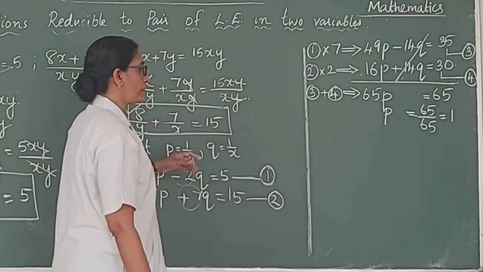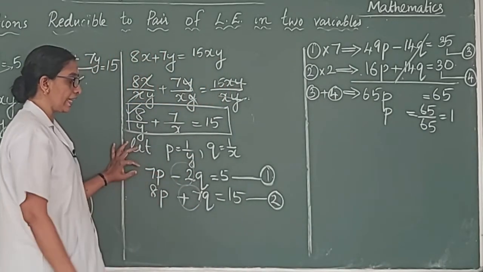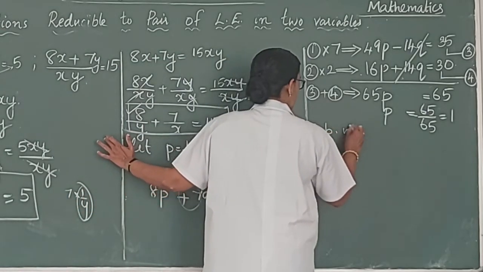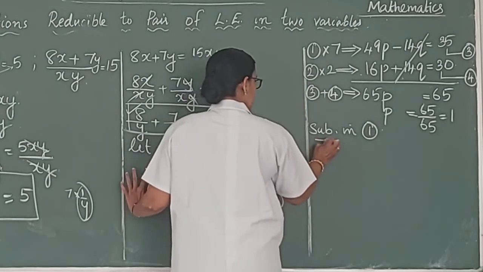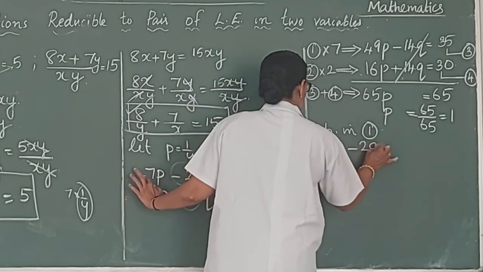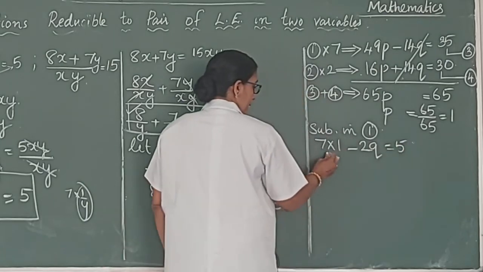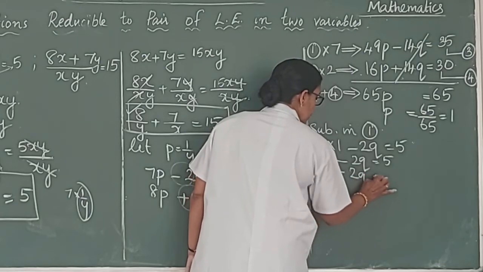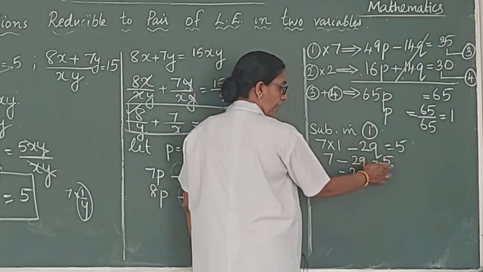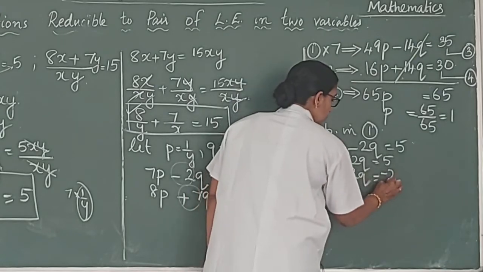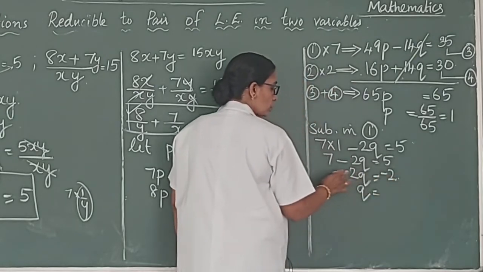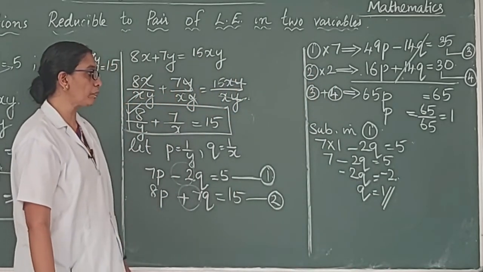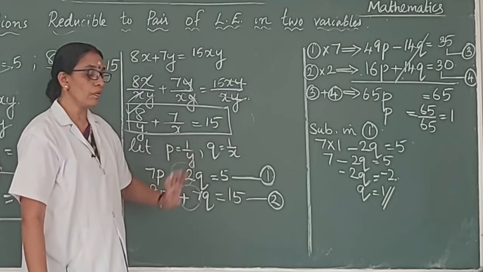Okay. Now, we have to find out the value of Q. Substitute in any equation. I am going to substitute in 1. Substitute in equation 1. 7 into 1 minus 2Q equal to 5. 7 minus 2Q equal to 5. Minus 2Q equal to 5 minus 7. 5 minus 7 is minus 2. Q is equal to minus 2 by minus 2, it is 1. So, we got the value of P as well as Q as 1.